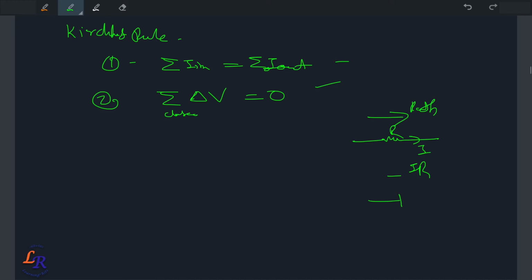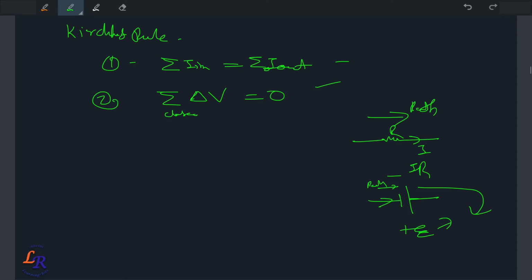And similarly, if you are entering a cell in the path you are following, entering from minus and emerging out from positive, then it will be given as plus epsilon, otherwise it will be given negative. So that's very important, you remember.